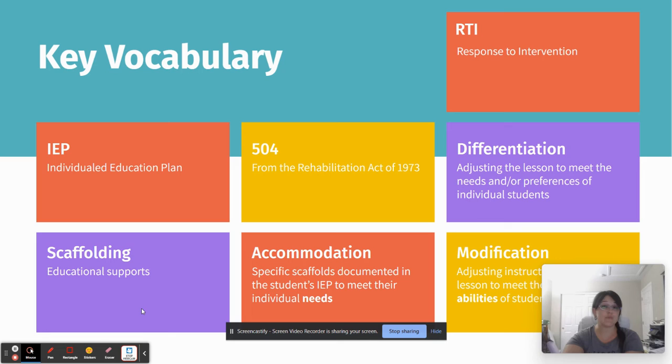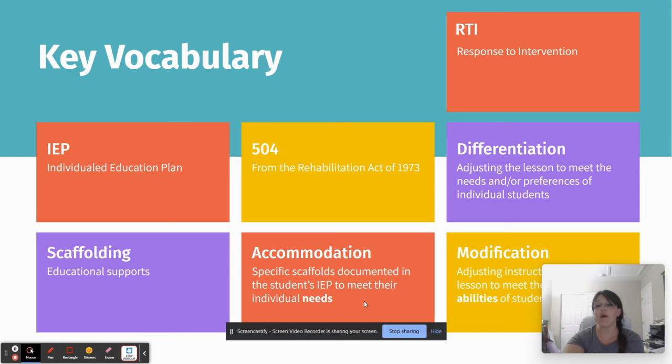Scaffolding, you might have heard of this word in other industries such as construction. Regardless of what industry you hear it in, essentially it means supports of some kind. And so in education, scaffolding is a way of supporting students. And we'll get into some examples here in just a moment.